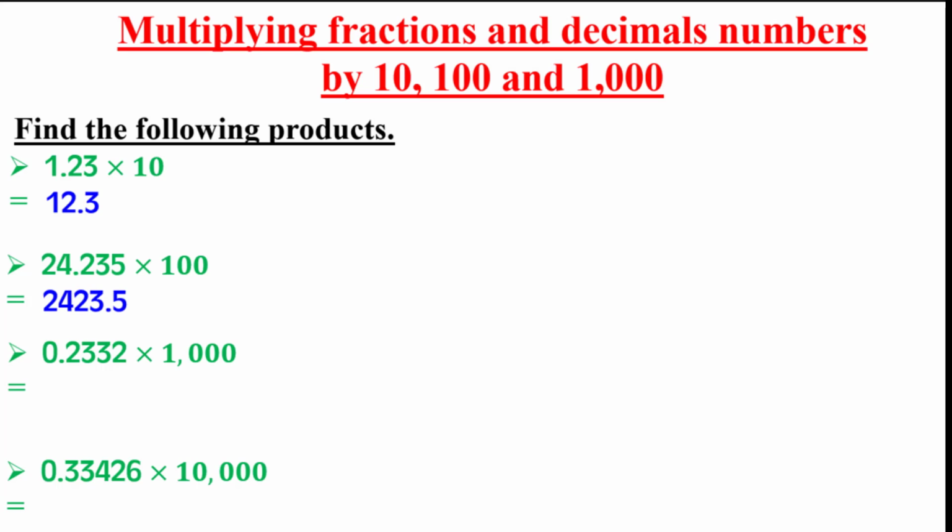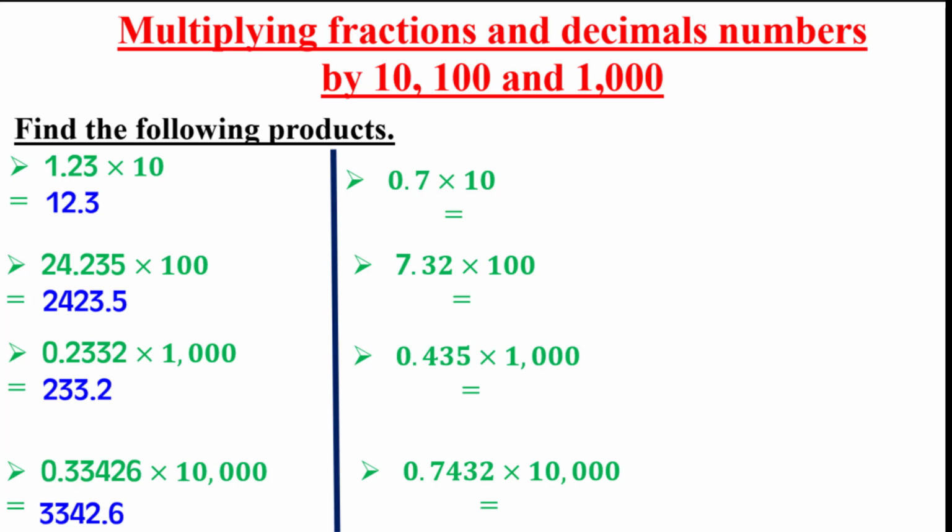We will get 2423.5. Multiplying by 1000, just move the decimal point to the right 3 decimal places. We will get 233.2 and so on. Move the decimal point here 4 decimal places. Why? Because we have here 4 zeros, according to the number of zeros. We will get 3342.6. Another example, pay attention.